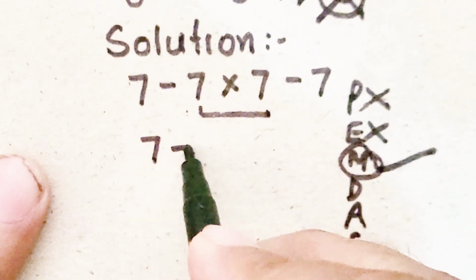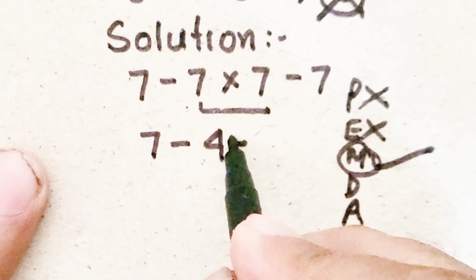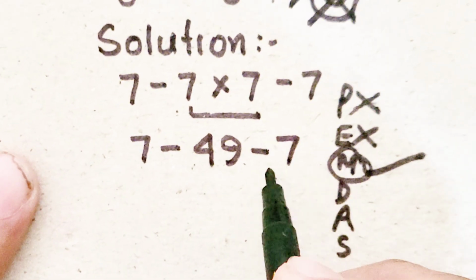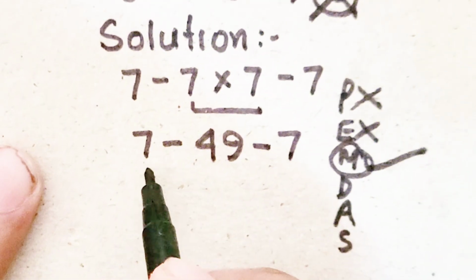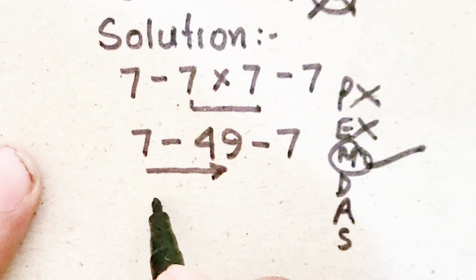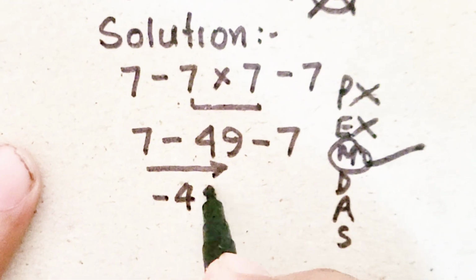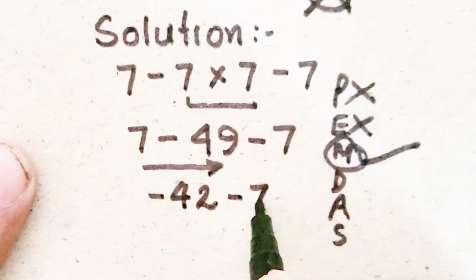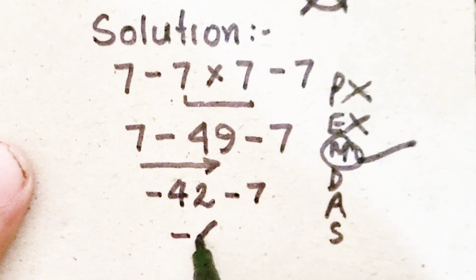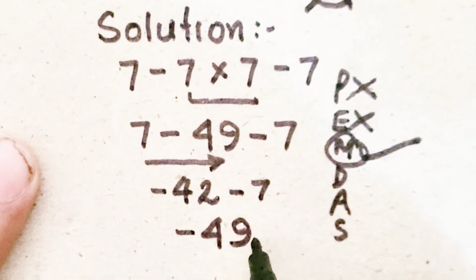So 7 minus 49 minus 7. Now by moving from left to right, we will have minus 42 minus 7, which will give us minus 49. Hence minus 49 will be the correct answer.